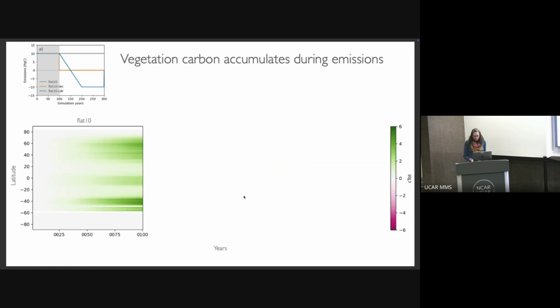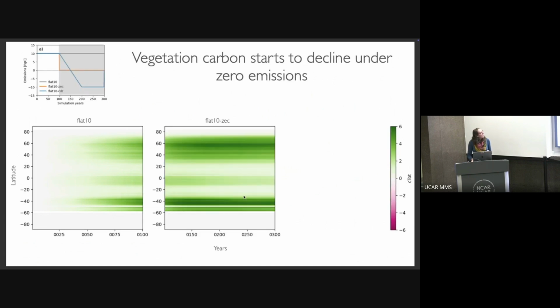Okay, so let's dig a little bit into the vegetation carbon. I'm not going to have a whole lot of insight here, mostly just tell you the models are doing things very differently, and many of us have a lot of work to understand why. But just to give you a glimpse of what it looks like, during the emissions phase, when we're putting carbon into the atmosphere, it accumulates on land. This is a zonal plot, with latitude on the y-axis, and we have different locations of carbon uptake. As we go to zero emissions, temperatures stay hot, CO2 will start declining.